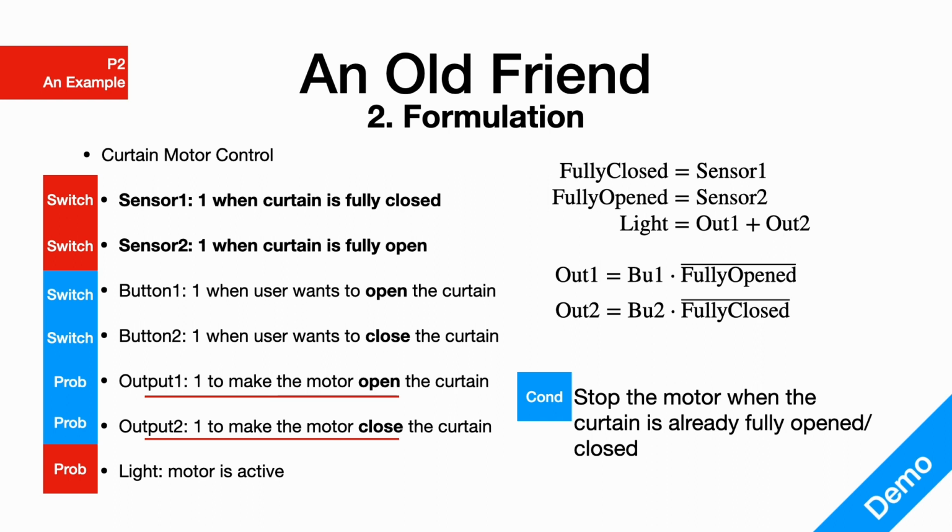So basically, the condition for output 1 to be positive is when button 1 is pressed and fully opened is at a state of negative. So it's not fully opened. Output 2 is similar. If you want to rotate the motor to close the curtain, button 2 should be pressed and the sensor should be telling that the curtain is currently not fully closed. So that basically covers our 2 outputs.